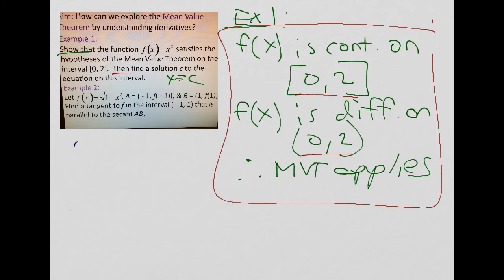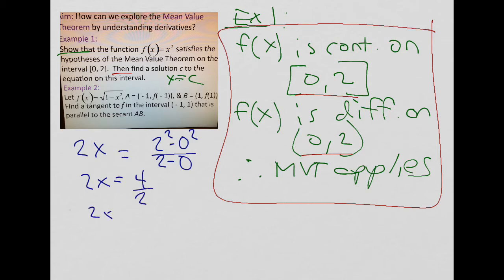So the derivative here is 2x, and the slope of our secant line would be 2 squared minus 0 squared over 2 minus 0. Now we're going to set them equal to each other. So when we simplify, we end up where x, I'm doing this baby steps, I don't know why. So when x is equal to 1, that's our c value, because x is equal to c. You can actually just circle this, or you can say c is equal to 1. So we found the solution c to the equation on this interval.